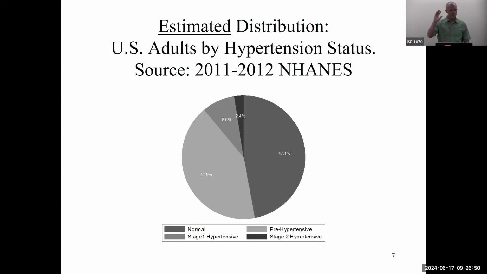So this chart just shows you the relative shares of the US population of adults who fall into each of these categories. And blood pressure is clearly an issue. I mean, this is related to obesity. This is related to BMI. It's an issue.